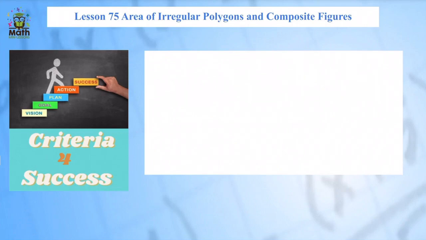Welcome to lesson 75. It's all about area of irregular polygons and composite figures. These are not shapes that have very simple area formulas, so we're going to have to do some magic in this lesson. So here are the things I want you to watch for as I work.